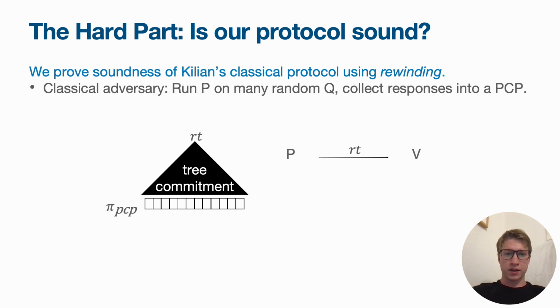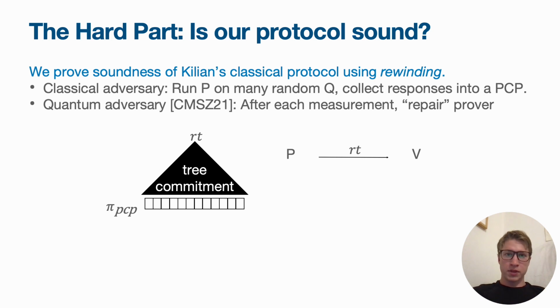For a classical adversary, rewinding works by just asking the prover different queries, repeatedly asking the prover new queries and recording whatever responses they give you. And then after each query, resetting their state back to where they were after they had sent the commitment, but before you asked them the query.